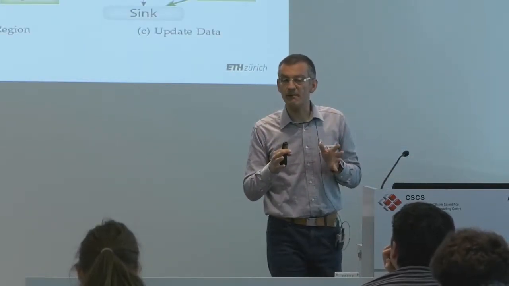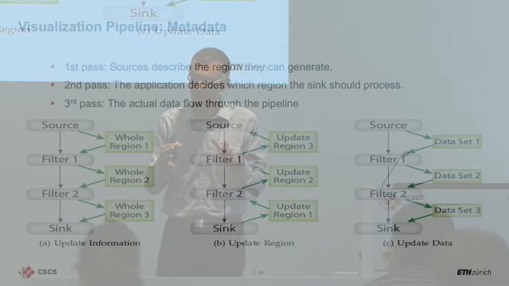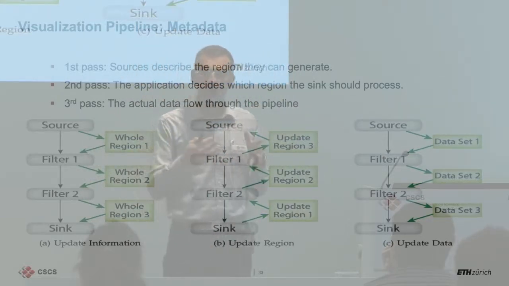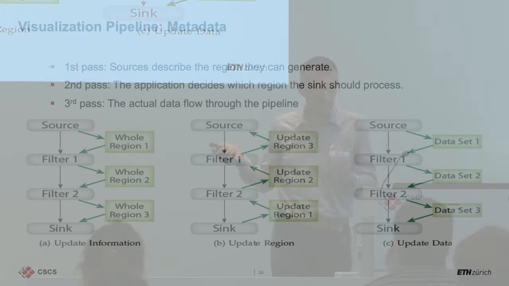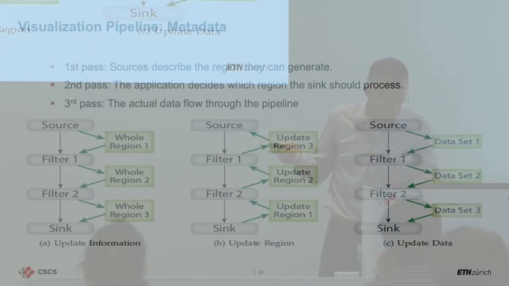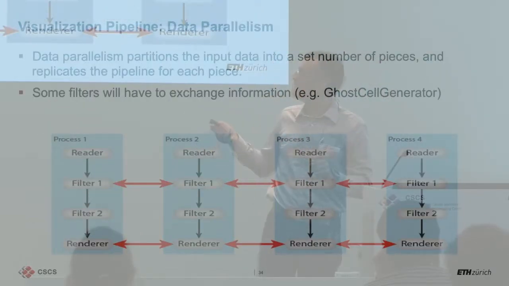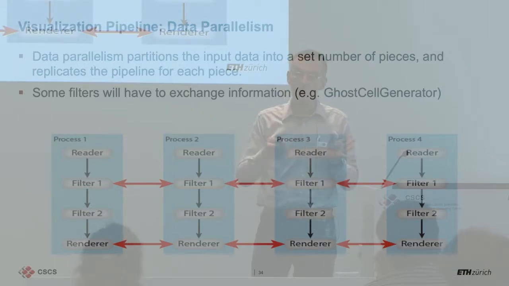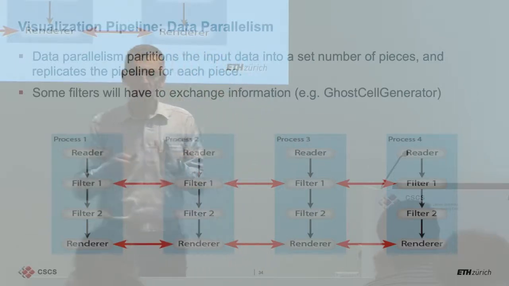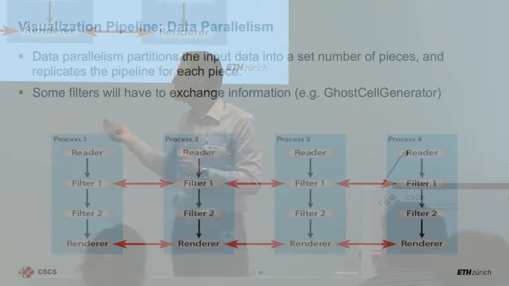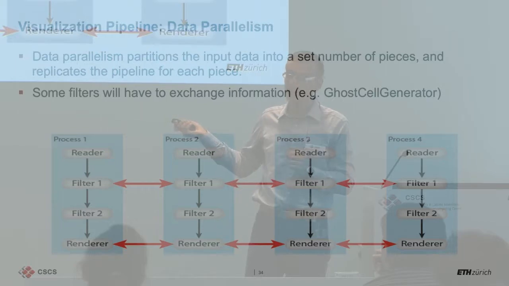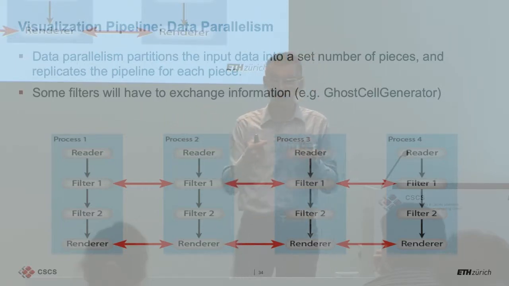Now, this visualization pipeline, of course, we're here in a computing center where we produce big data. We often do this in parallel. The pipeline is most often duplicated between the data partitions that your parallel execution server is going to provide, with the option that sometimes filters will actually communicate between each other.